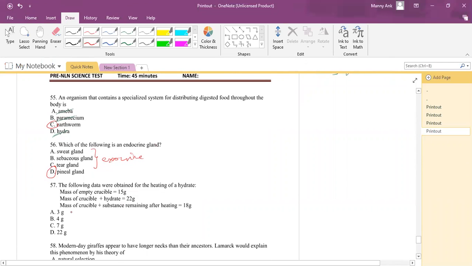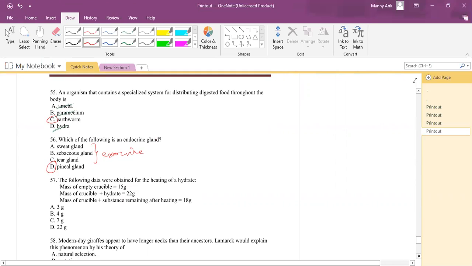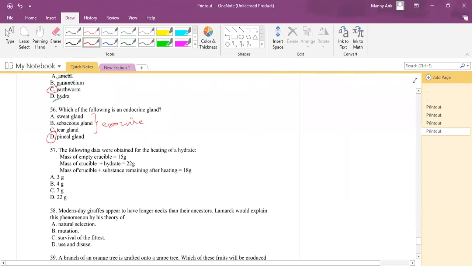And 57. Think about the things that you do in the lab, weighing in the lab. If I have a hydrate, that means there's water in it, a substance with water. So it is a crucible. The crucible weighs 15 grams, the empty crucible. Then you put in your hydrate.